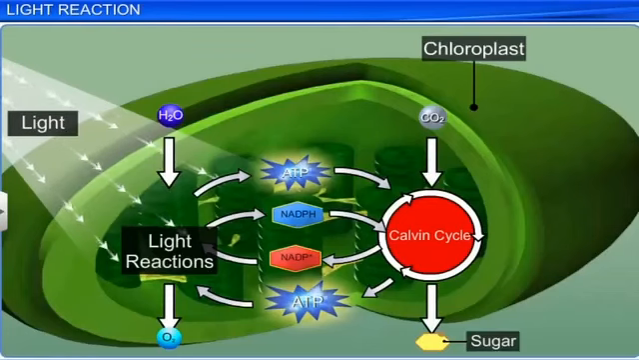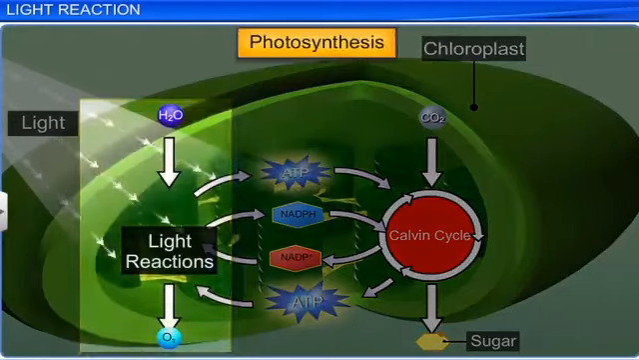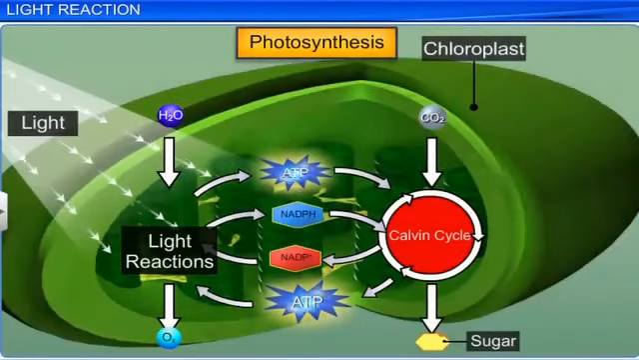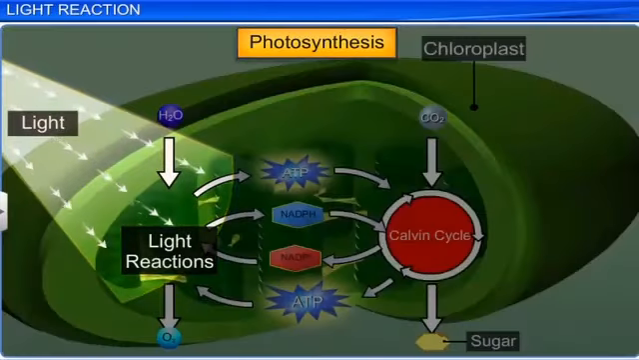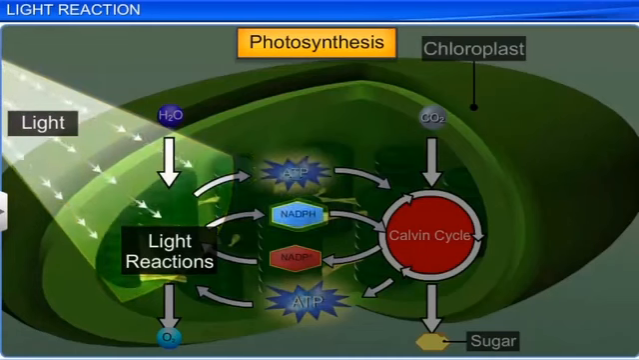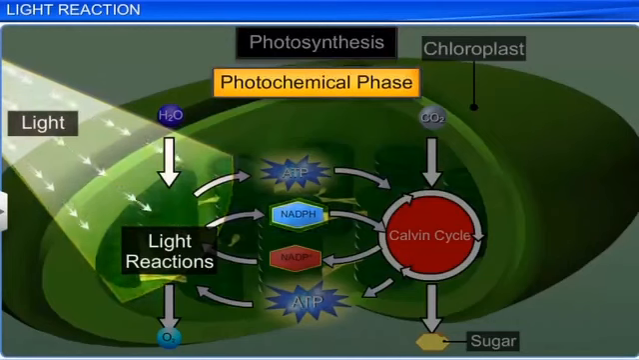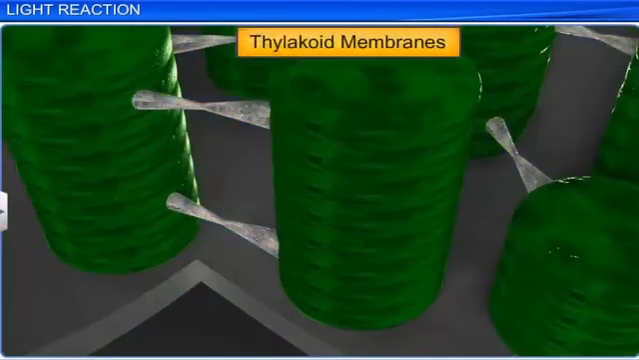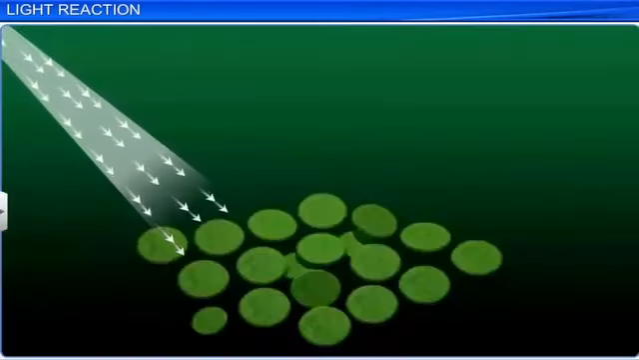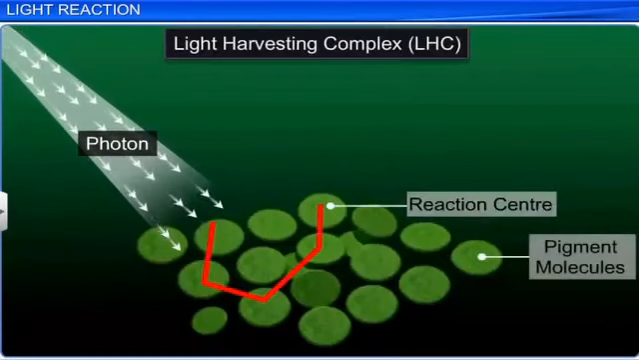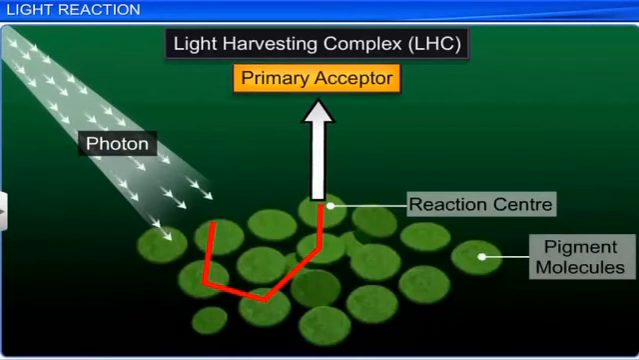Light reactions take place during the first stage of photosynthesis. During this stage, light energy is converted into chemical energy in the form of ATP and NADPH, and hence it is also called the photochemical phase. It takes place in the thylakoid membranes of the chloroplast and includes photosynthetic pigments arranged into two light-harvesting complexes within photosystem 1 and photosystem 2.